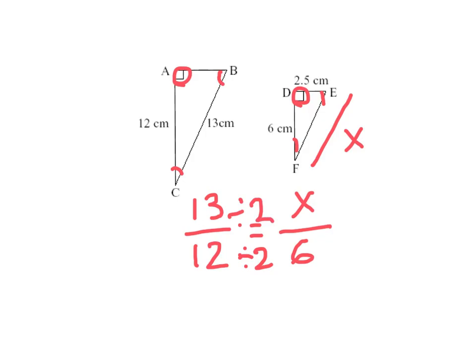Right? So that means x would equal 6.5. All right, and then this side here, side AB should be twice as much as side DE. So 2.5 times 2, this side over here is going to equal 5.